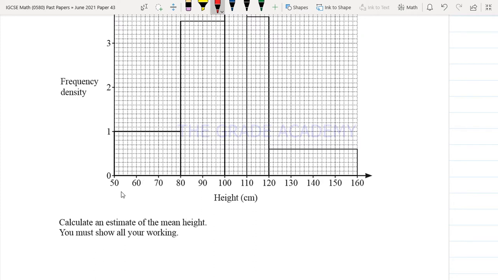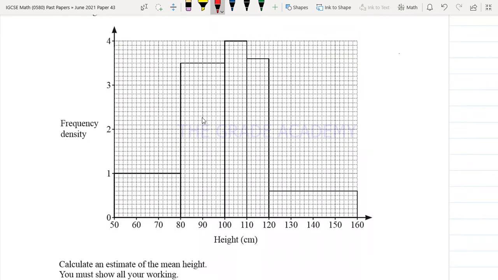Here we are given the intervals: from 50 to 80, the frequency density is 1, from 80 to 100, the frequency density is 3.5, and from 100 to 110, the frequency density is 4, and so on. So we are given different intervals. From 50 to 80 we have one interval, the second interval is from 80 to 100, the third interval is from 100 to 110, then from 110 to 120, and then from 120 to 160. So we are given 5 intervals, and for these intervals we have to find the mean.